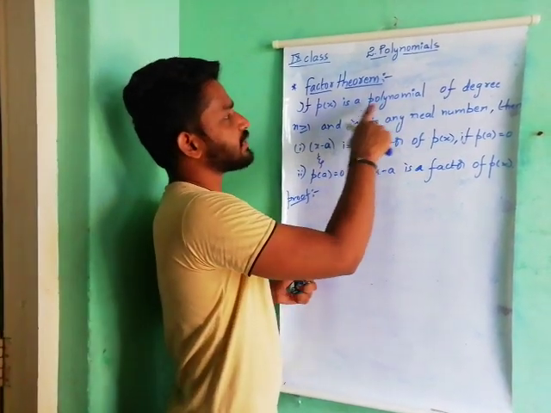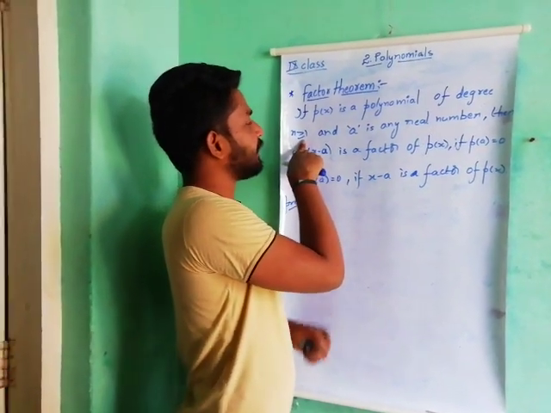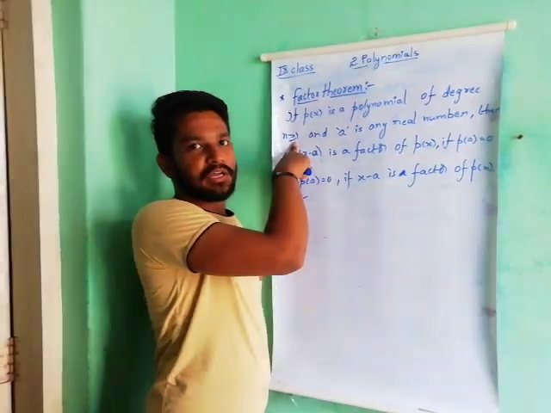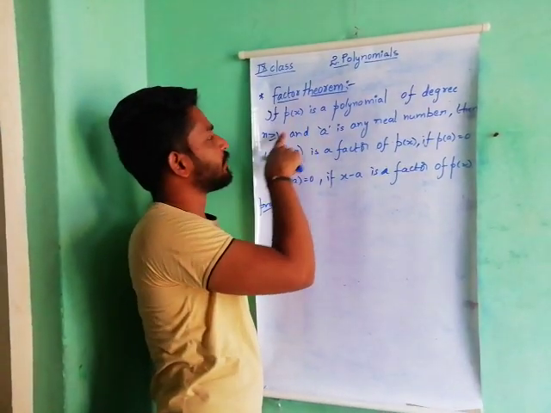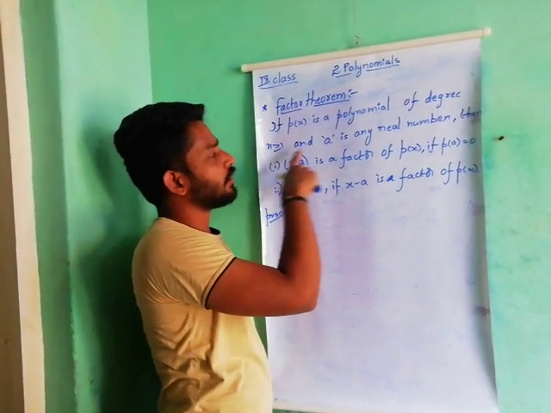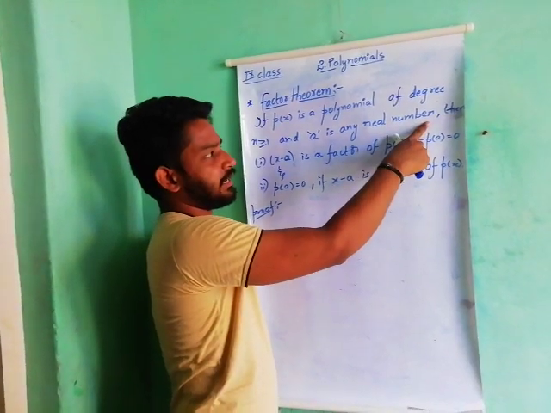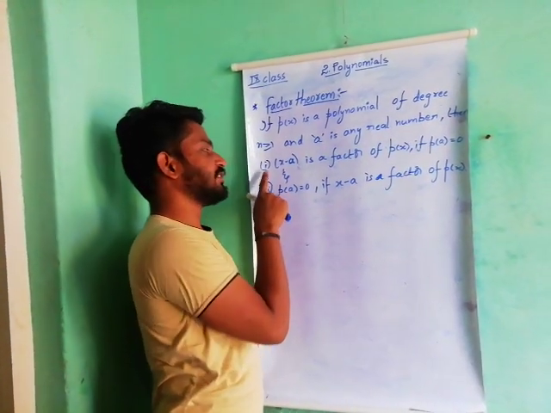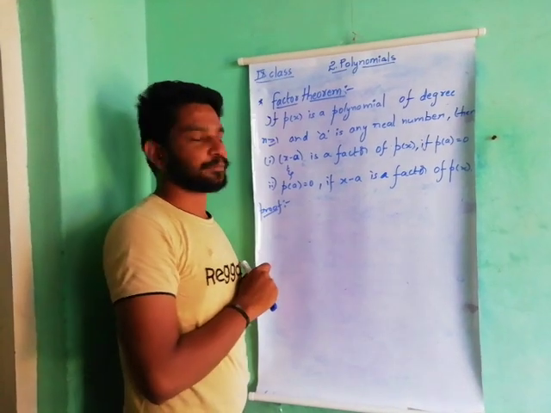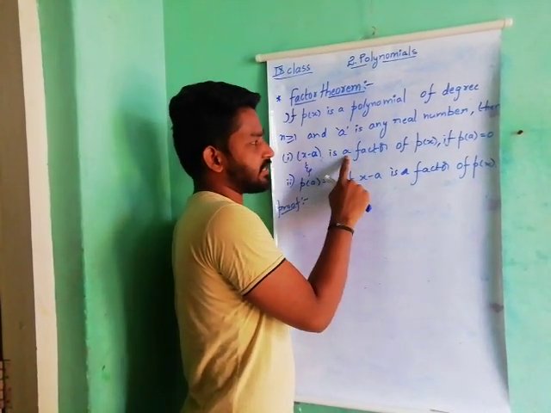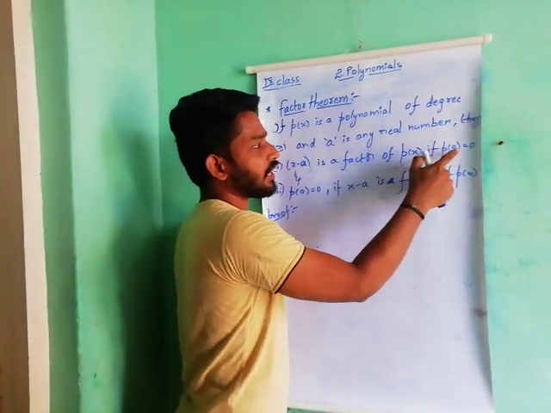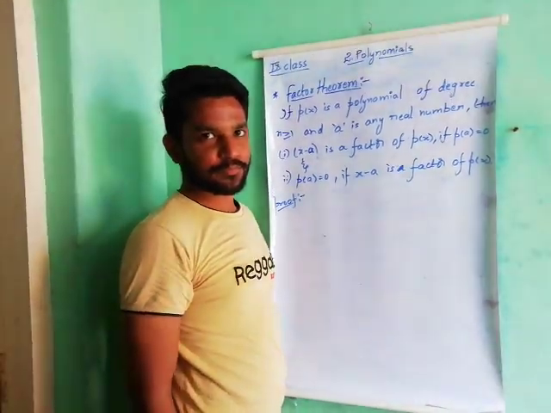If p of x is a polynomial of degree n greater than or equal to 1, and a is any real number, then there are two conditions in the factor theorem. First, x minus a is a factor of p of x if p of a is equal to 0.